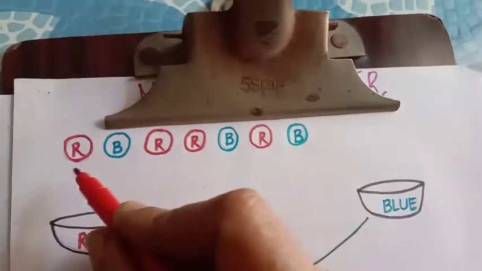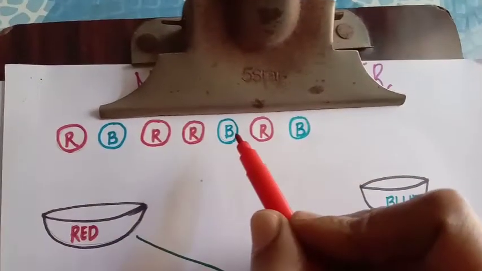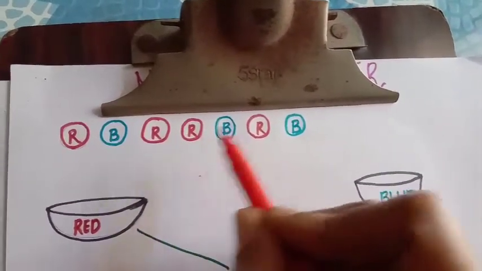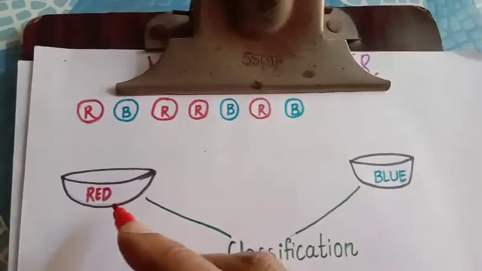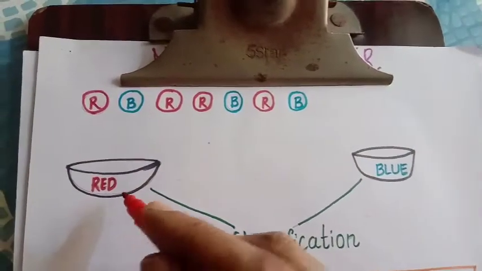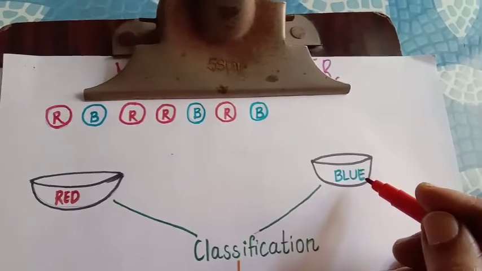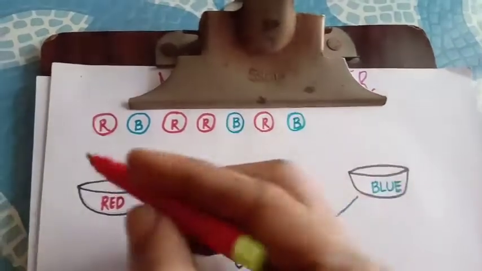Here are a few red colored and blue colored beads, which you have to sort. Put the red colored beads in this bowl and the blue colored beads in this bowl. Okay, let us try.